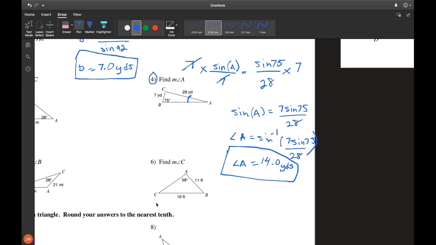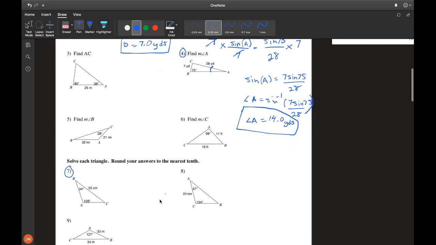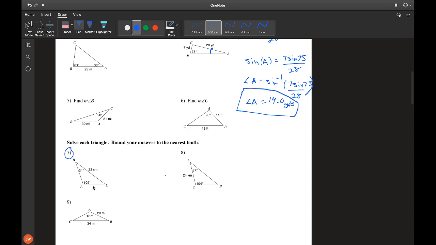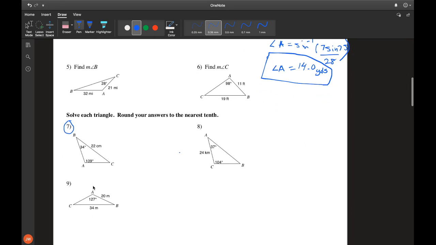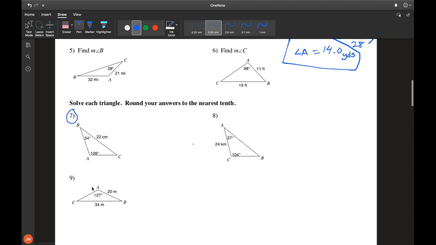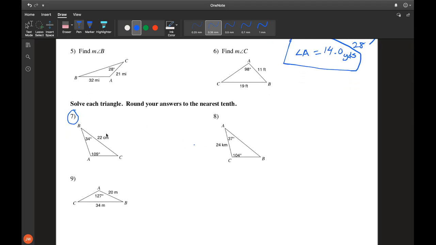Now, the final problem we're going to do is down here. So this one says solve each triangle, round your answers to the nearest tenth. So we're not looking for one part, we're looking for all the missing pieces of this triangle. So we're looking for little c, little b, and angle C. So the first thing I'm going to find is angle C, because that's going to be the easiest thing.